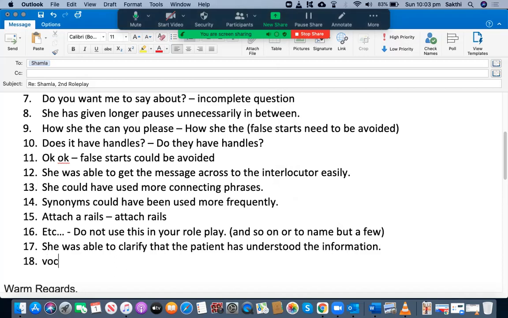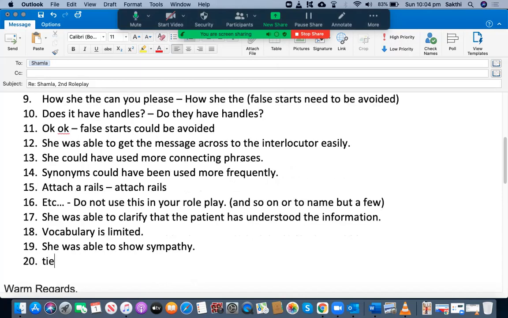One thing is her vocabulary is limited. She is using the same words again and again, which is not good. She was able to show sympathy. That's a good thing. Using a wide range of phrases, that's all right. Time management is poor. You should have been able to manage the time and cover all the subtasks of the role play conversation card, but she didn't do that. So she has missed at least a couple of bullet points, which is not good. Apart from that, it's fine.